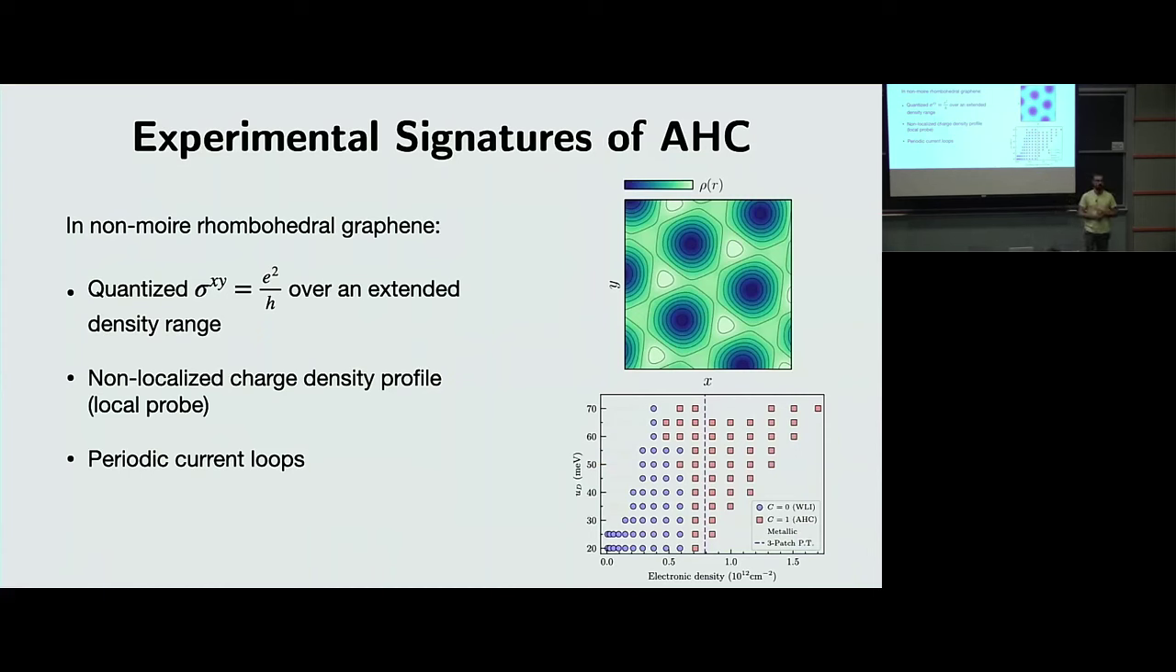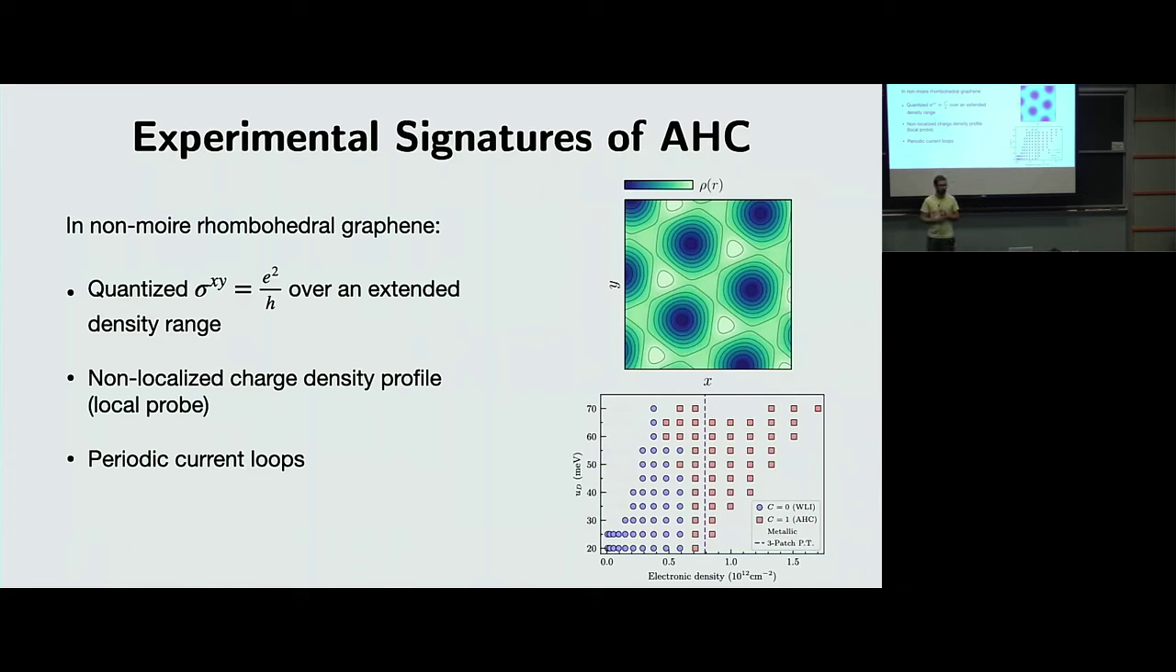So because of this, it seems not unreasonable that this anomalous Hall crystal could be there experimentally in Moiré-less samples, in which case you would expect to see quantized Hall resistivity over an extended range of density. And to really nail this down, I think local probes probably would be necessary.